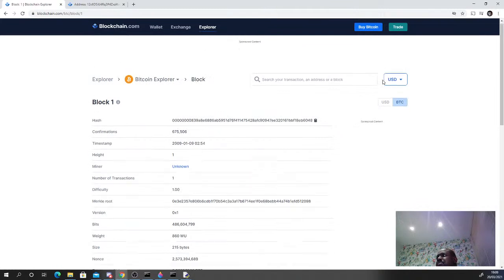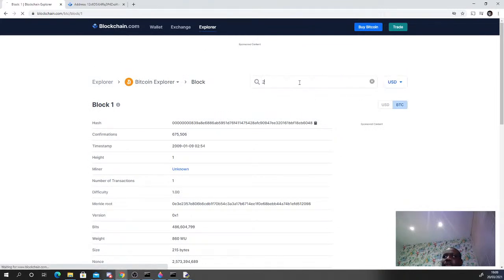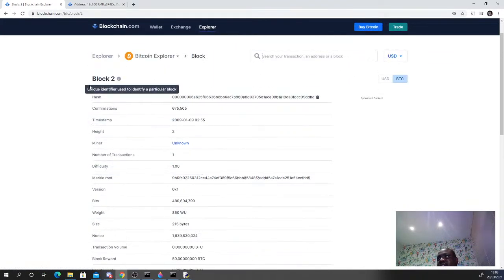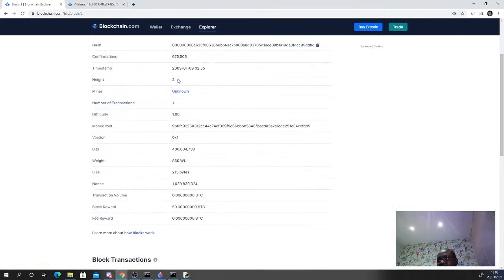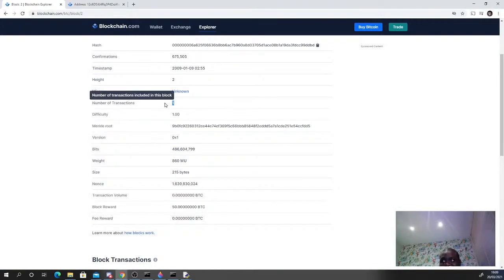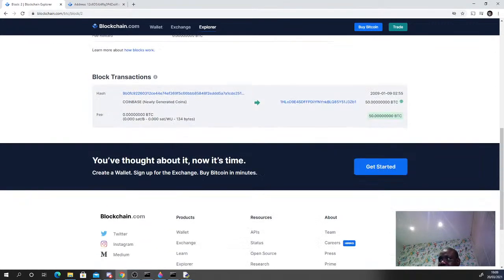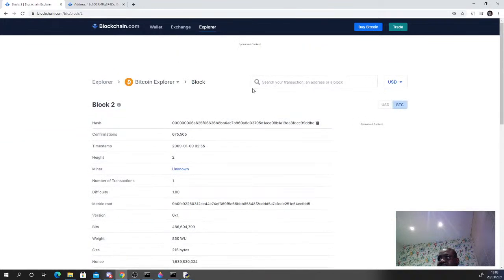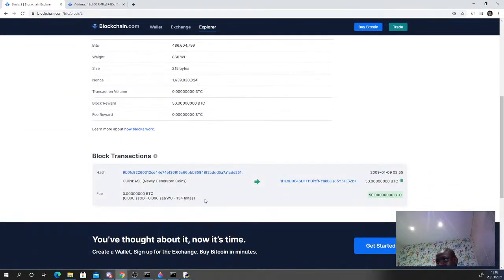So let's go to the second block. I think the second block will give us more information. This is the second block in Bitcoin. The height is 2, and the number of transactions in this second block is 1. I think this has to be the same guy again who did the same thing, creating another block for himself.